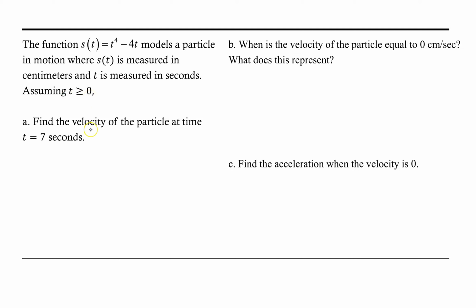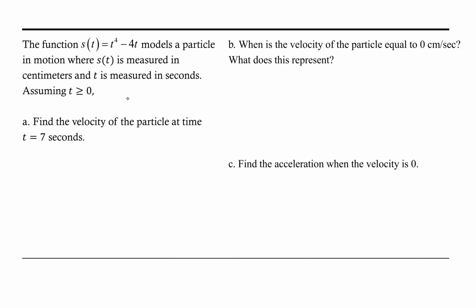We'll be finding the velocity of the particle at 7 seconds. We'll be looking for where the velocity of the particle is equal to 0, and what this represents. And then we'll be finding the acceleration when the velocity is equal to 0. So let's go ahead and get started.